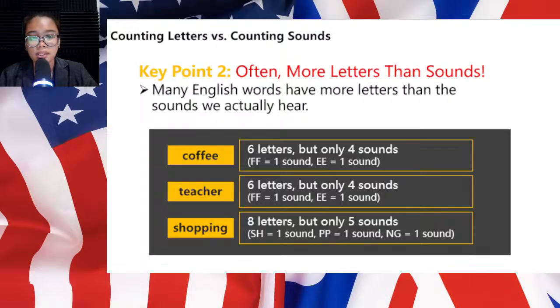Key point two: often more letters than sounds. Many English words have more letters than the sounds we actually hear. For example, coffee has six letters but only four sounds. There are two F's, but they only produce one sound. Same with the letter E: there are two E's, but they only produce one sound. Another example, teacher, has six letters but only four sounds. Shopping, like coffee, has eight letters but only five sounds. For example, SH only produces one sound, and P and P also produce only one sound, as well as NG.